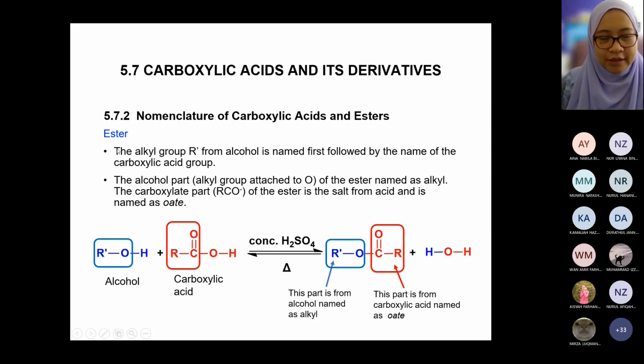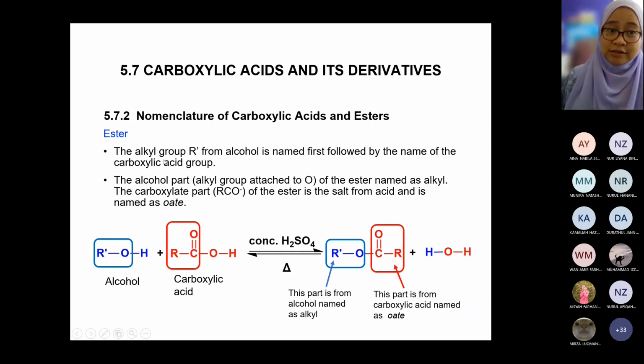Okay. Ester. Just now we went through acid, carboxylic acid. Next, how do we name the ester? So what is an ester actually? The alkyl group R from the alcohol is named first, followed by the name of the carboxylic acid group. So this is the nomenclature of ester. The first name is based on the alcohol, and the parent name at the back is based on the carboxylic acid.